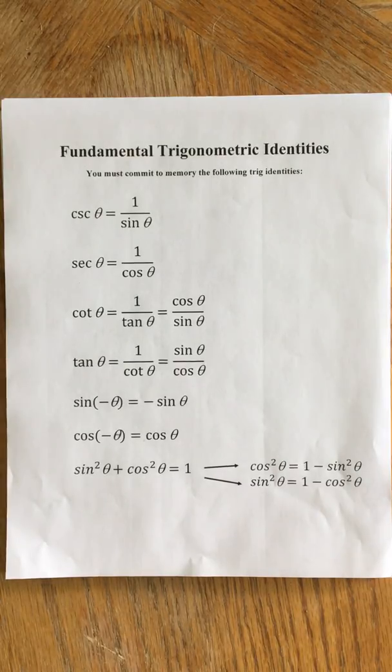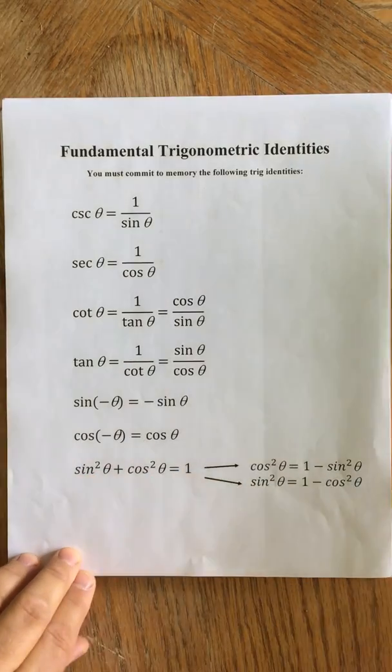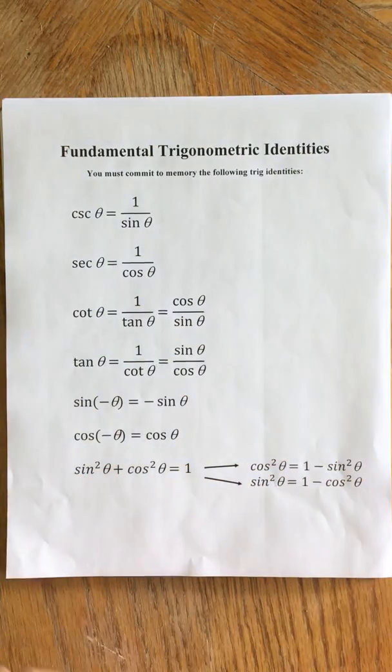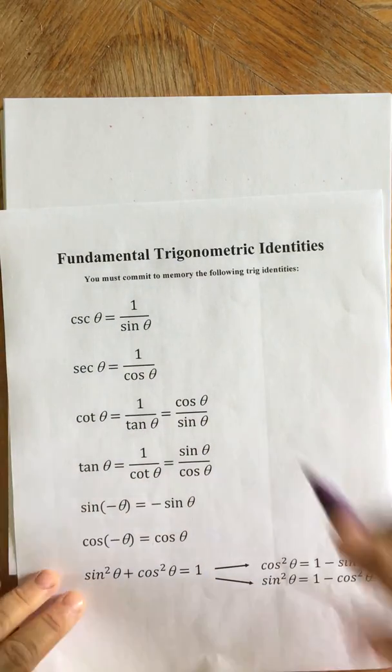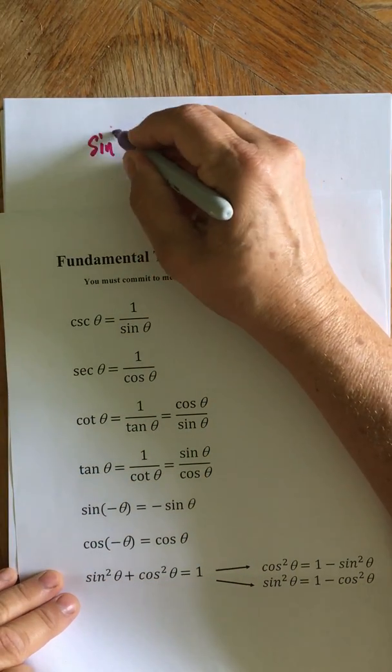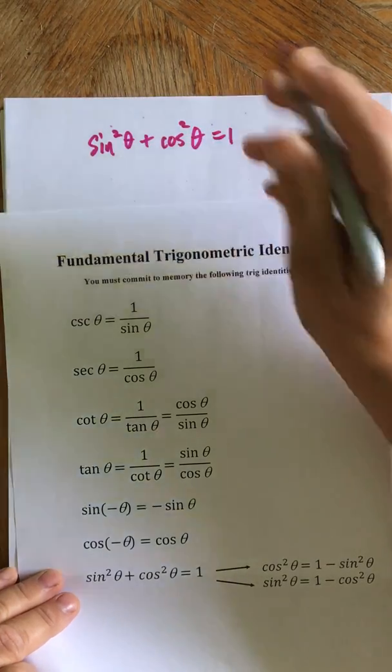Hello, in this video I'm going to look again at the fundamental trigonometric identities, and it's part 2 of the toolbox. I'm going to look at deriving this identity and seeing why it is what it is. So let me write it up here. Sine squared theta plus cosine squared theta is equal to 1.